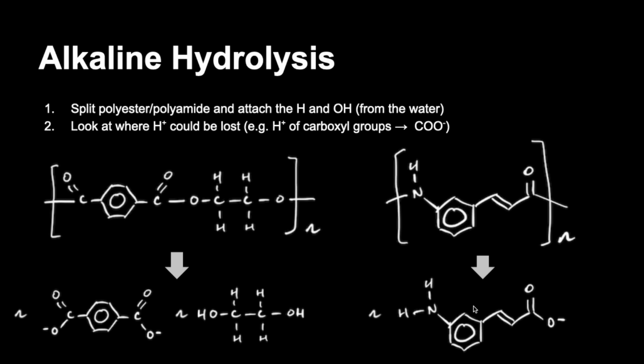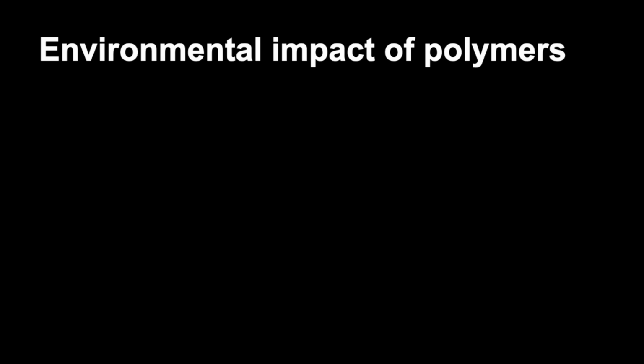And then on this one, you can see that that carboxyl group has now become the O- there. Obviously, if it specified the alkali, if it said it was NaOH, you would have Na plus alongside there, and likewise there. And then the final slide I've got for polymers is their environmental impact.